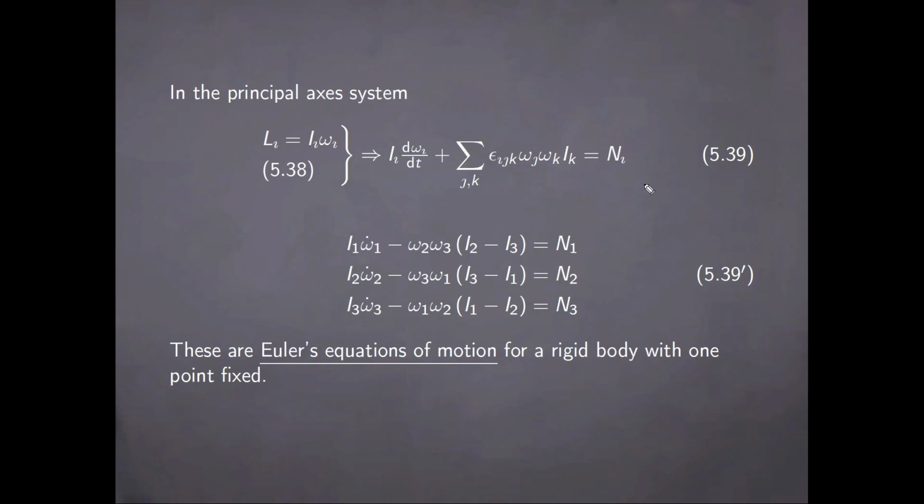So if we write them explicitly, these 3 equations should have the form given here, and these are Euler's equations of motion for a rigid body with 1 point fixed. So you see they include the applied torques, the moments of inertia, the components of the angular velocity, and also the time derivative of one of the components.